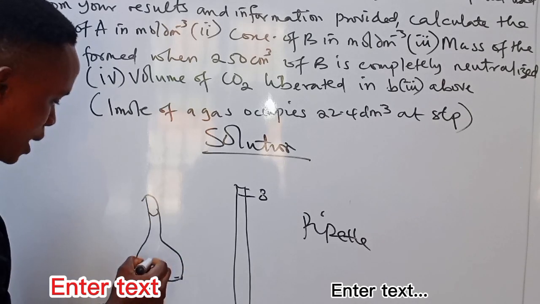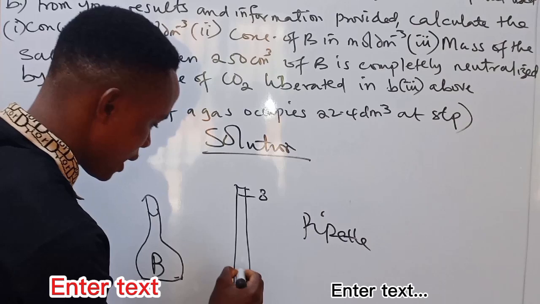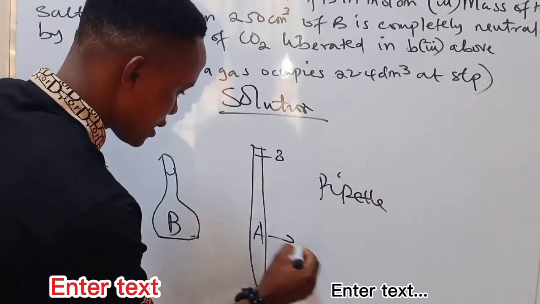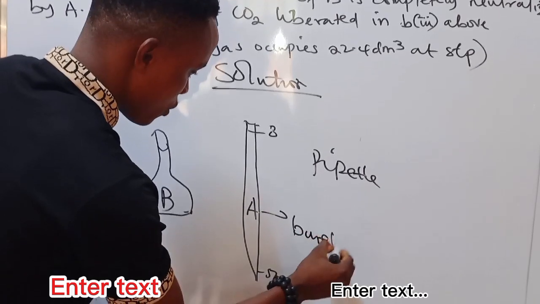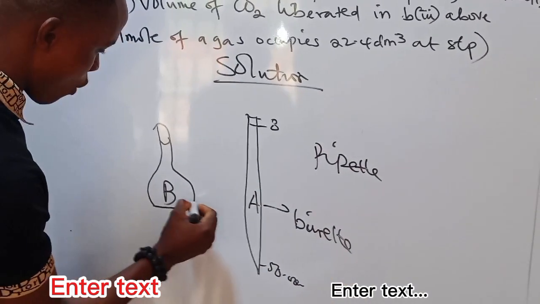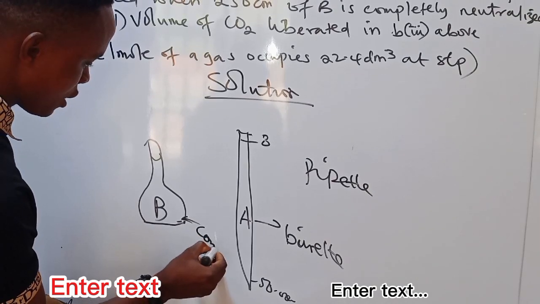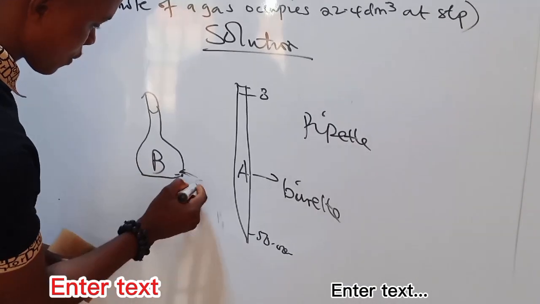Assuming this is my conical flask, my B will be here, while my A will be inside this burette, and here I will have my B being inside the conical flask.